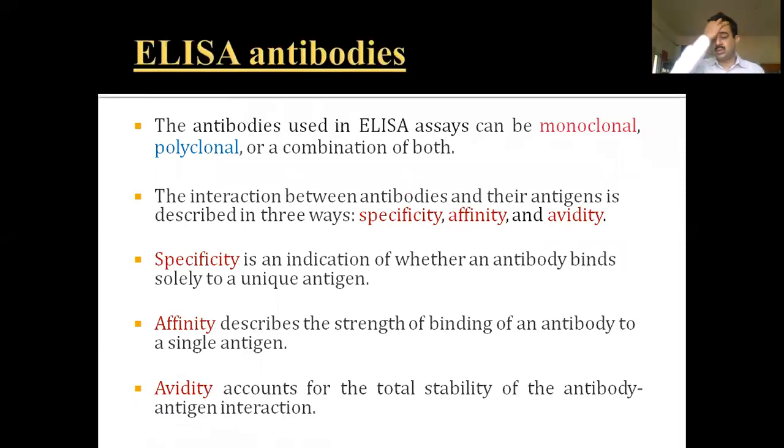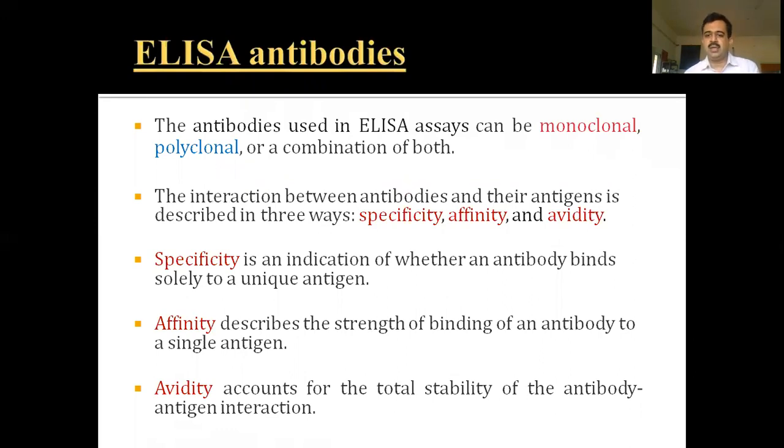ELISA antibody. Now this is important. This is a very important part. The antibody used in ELISA may be a monoclonal, polyclonal, or a combination of both. So why monoclonal? Monoclonal means it has a single specific epitope, so that when you put a specific antigen inside, it will bind to that particular antigen, and the antibody-antigen interaction would take place in a very specific manner.